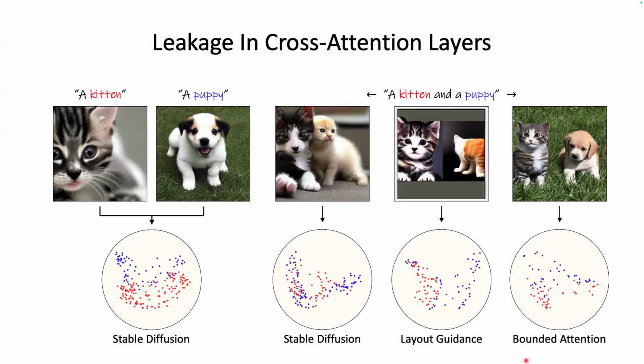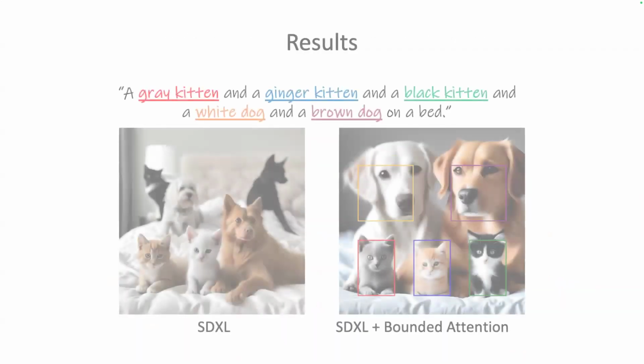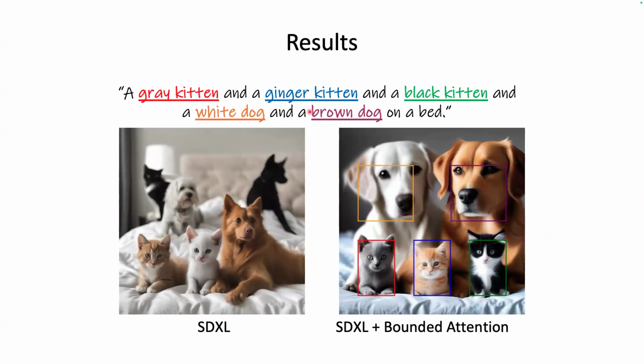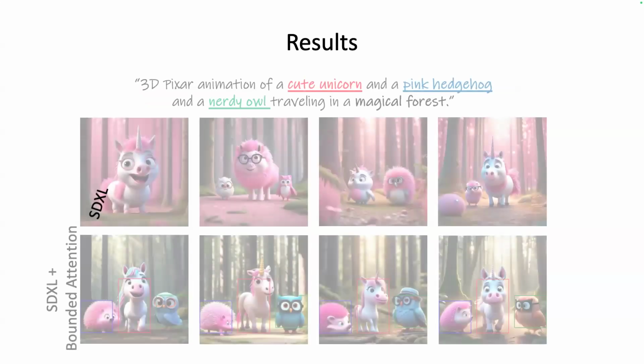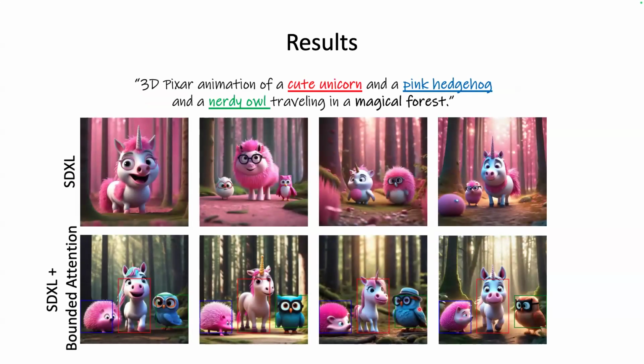And indeed, we see that if we use this bounded attention mechanism, we get a distribution which is much more similar to this reference distribution that we have on the left. And also we see that in the image, we got a kitten and a puppy. This is another result. Here you can see a gray kitten, a ginger kitten, and so on. On the left, when we try to generate this prompt using SDXL, we got the wrong number of animals and their colors are wrong and so on. And with our method, we were able to get a much more accurate result. This is another nice example.